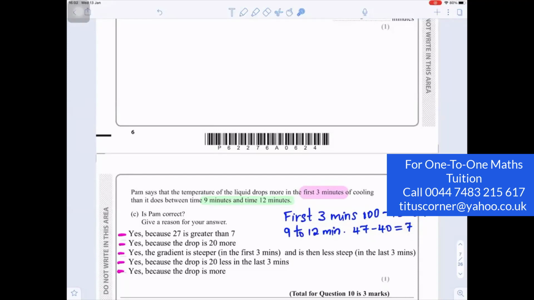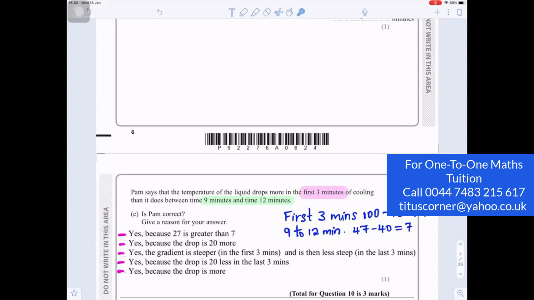So is Pam correct? Give a reason. Yes, Pam is correct because 27 is greater than 7. Or because the drop is 20 more. 27 minus 7 gives you 20. So the 20 is from 27 minus 7.